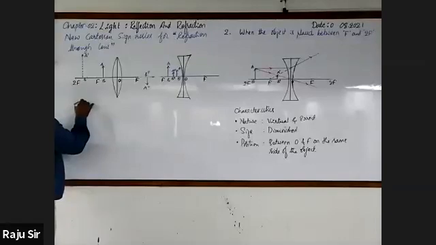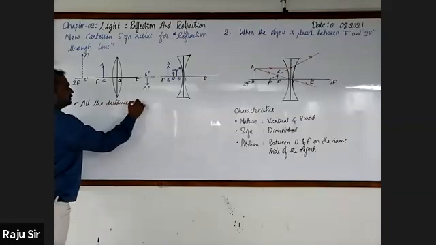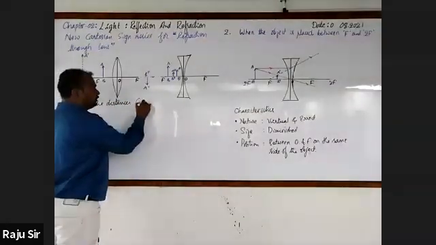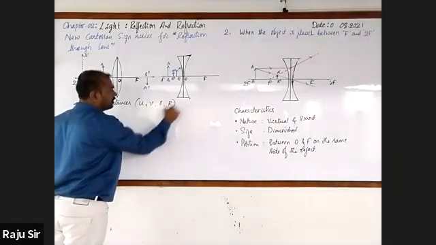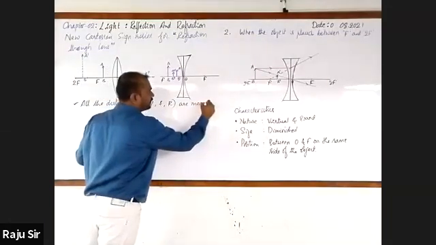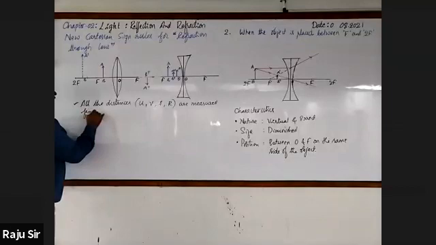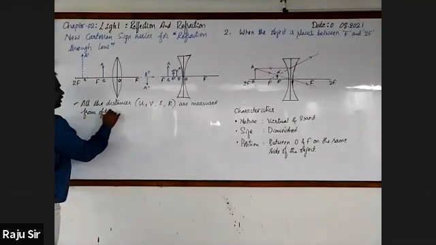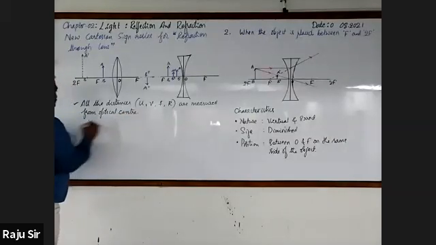Write it quickly. All the distances, in bracket you may write U, V, F, R, are measured from optical center.